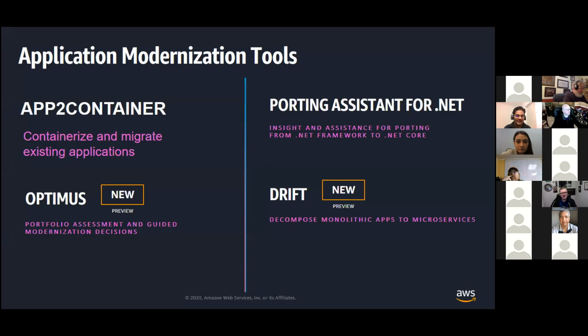Maybe .NET is the first candidate, but think of Optimus as one platform where each type of stack would have a type of modernization tools and the ability to modernize. Right now, I'm sharing .NET, but you may see more in this. Java is already supported via app2container.